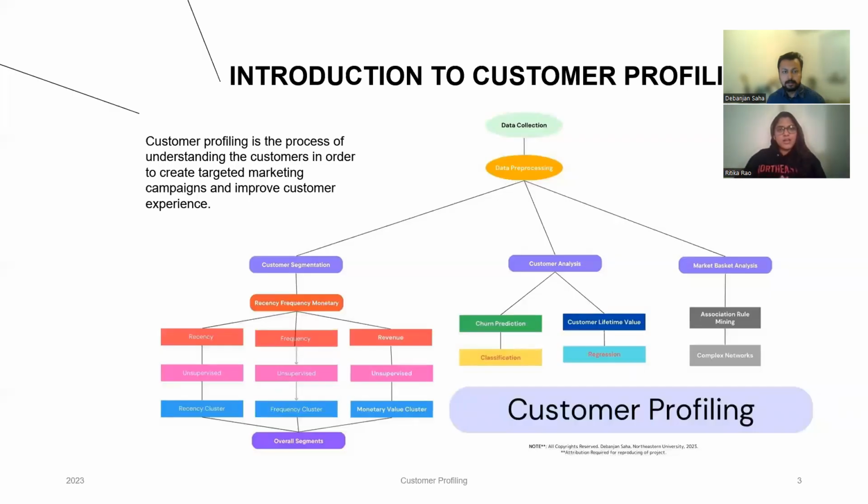As a part of this project, customer profiling has three main segments: customer segmentation, customer analysis, and market basket analysis. Customer segmentation uses RFM analysis technique, which is essentially used for clustering customers into high value, low value, and mid value customers. This is really the heart of the project. The output from this customer segmentation is then used to predict churn of a customer and customer lifetime value. We've also done market basket analysis, which essentially uses association rule mining to identify products that are often bought together.